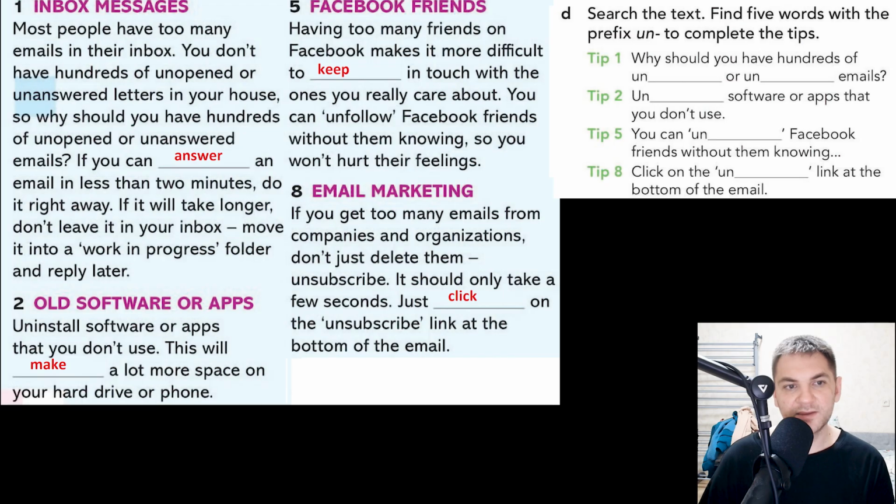Activity D. The prefix un means not, or to reverse an action. For example, unopened, not opened, unfriend, remove someone as a friend. In this activity, you will search the article to find 5 words with un. Read the 4 tips carefully and write the missing words. This will help you understand how un works in English. It is very common, especially with technology words.